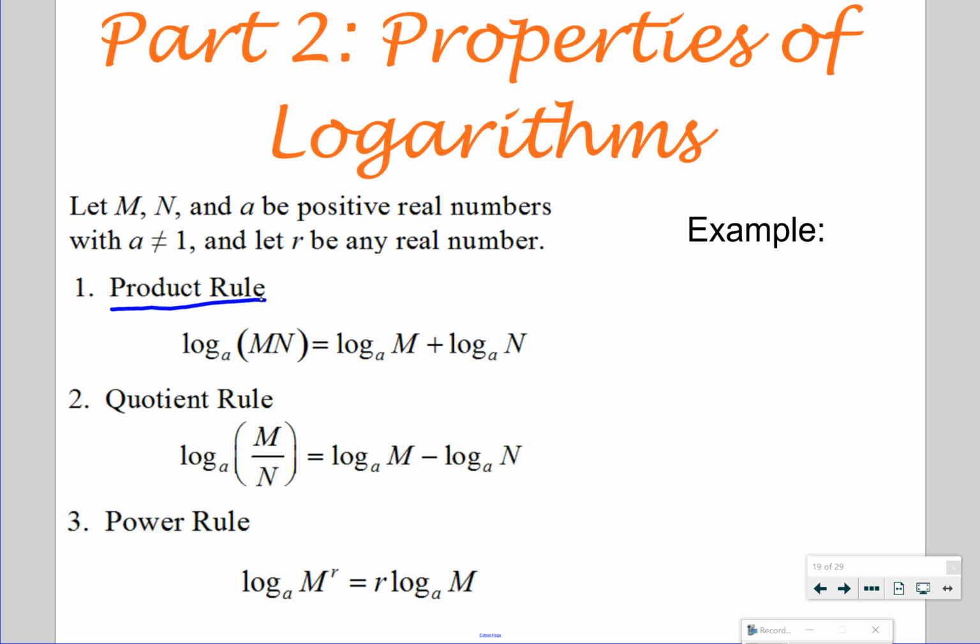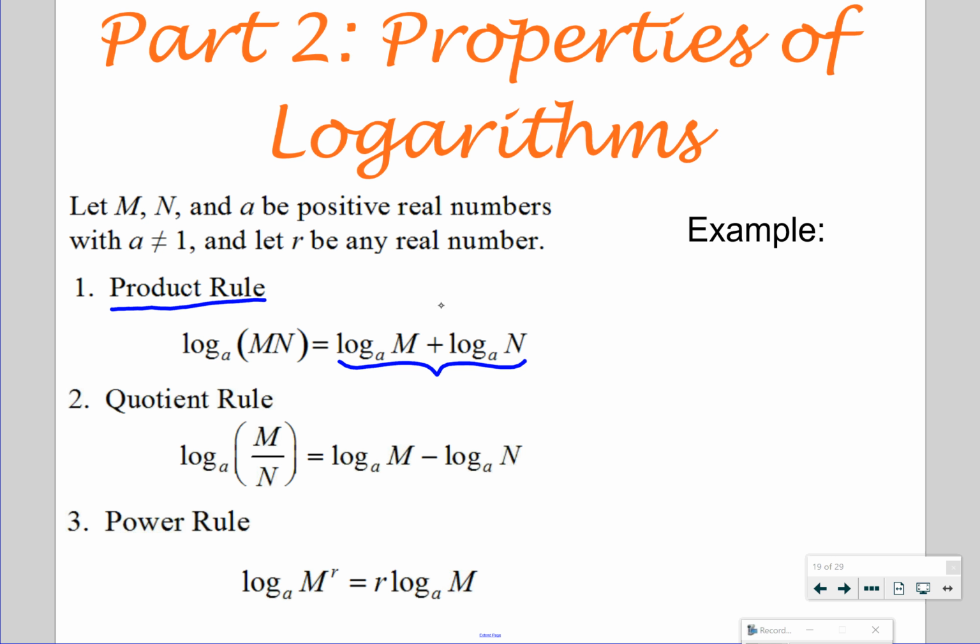Beginning with the product rule. The product rule is a way to combine two logs together. These are going to be very similar in context to our exponent rules. And remember, exponents and logs, exponential functions and logarithmic functions, are inverses of each other, which is why we're seeing a lot of similarities in this lesson.